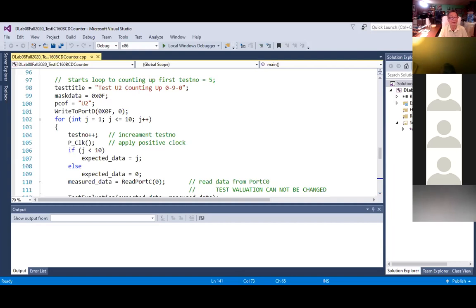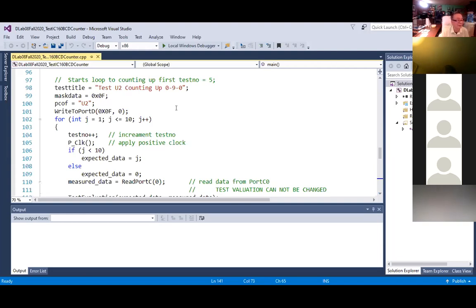What does it mean when you say you want to write to port D 0F? Why 0F? What do you want? I want ones at load and clear and also ENP and ENT for counting. Yeah, perfect. That's what I normally do at work. Every time I write it, I say 0F, then I put a comment here. The thing is, a month later, you're reading the program and you really don't know what you're doing.